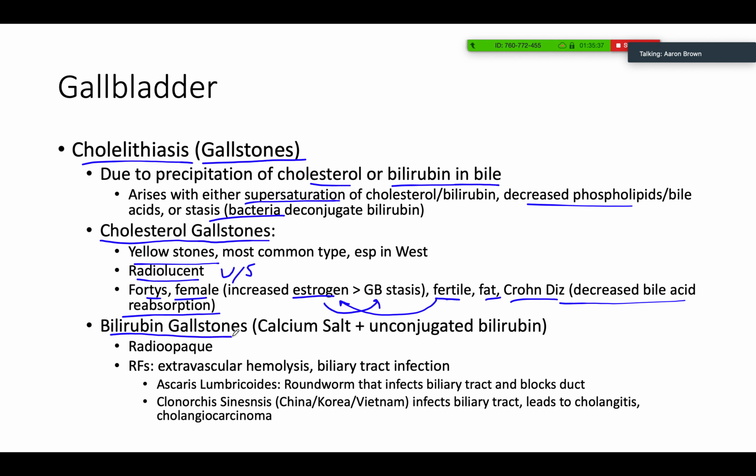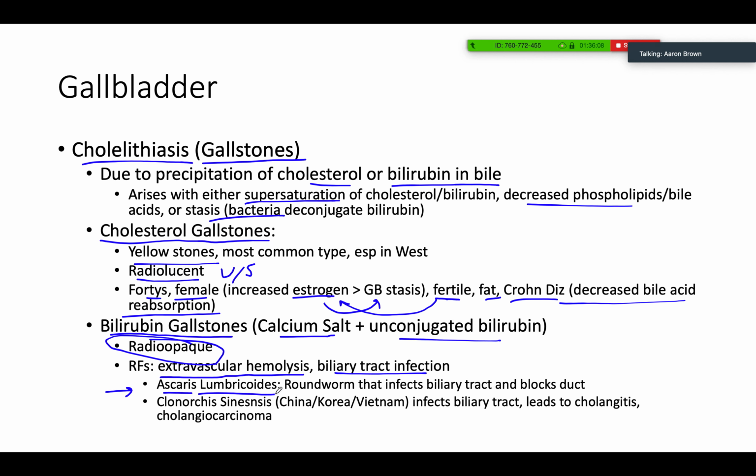Bilirubin gallstones, on the other hand, are made of calcium plus unconjugated bilirubin. So you will be able to see these on X-ray very clearly, or CT scan. Risk factors: really anytime your patients have breakdown of red blood cells, they have a risk of bilirubin gallstones. An infection of the biliary tract with bacteria can increase your risk, as well as some different parasitic worms, like Ascaris lumbricoides.